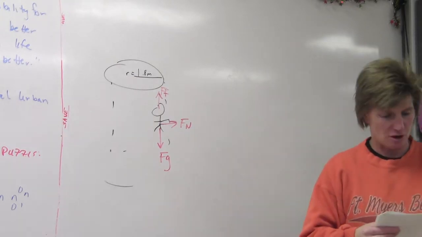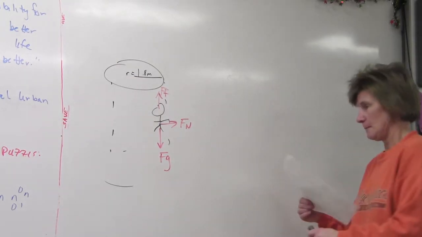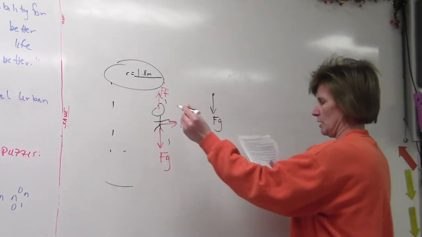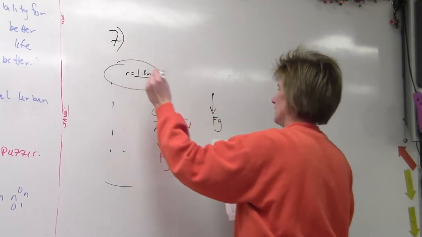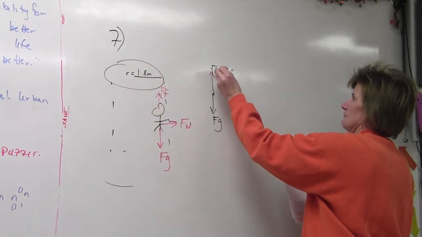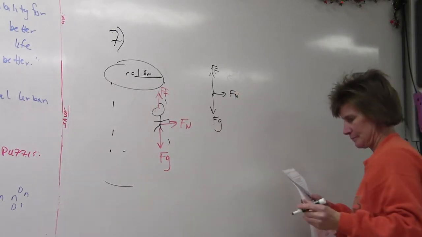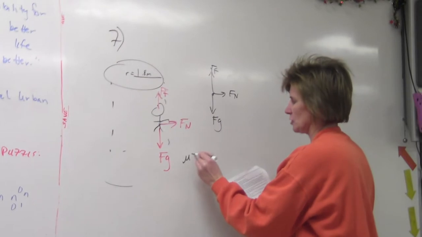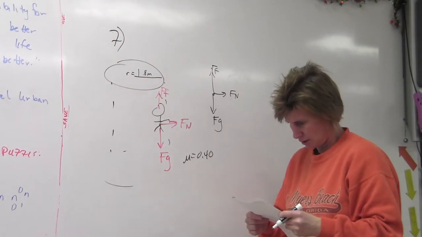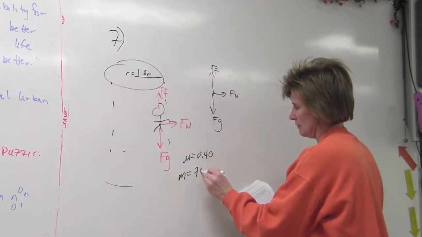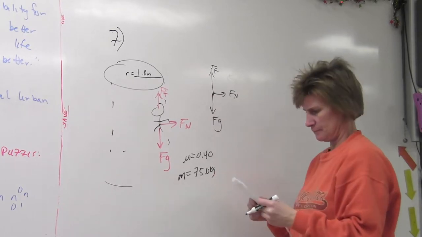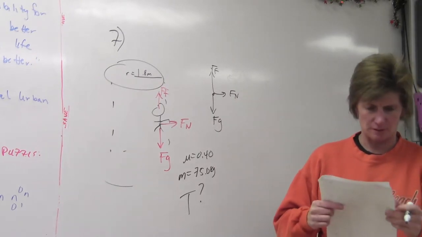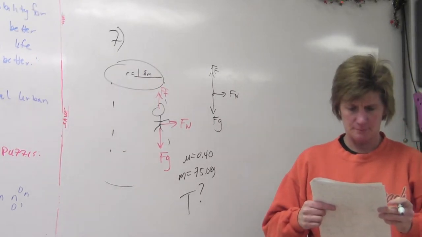Okay, now continuing on with what I have. So I can say that's my force diagram. Oh, by the way, this is number 7. What else is given to us? Radius, coefficient of friction is 0.4. Mass is 75. And I want the period. Is that what I want? Yeah, you have a radius of 1. I already have that there.